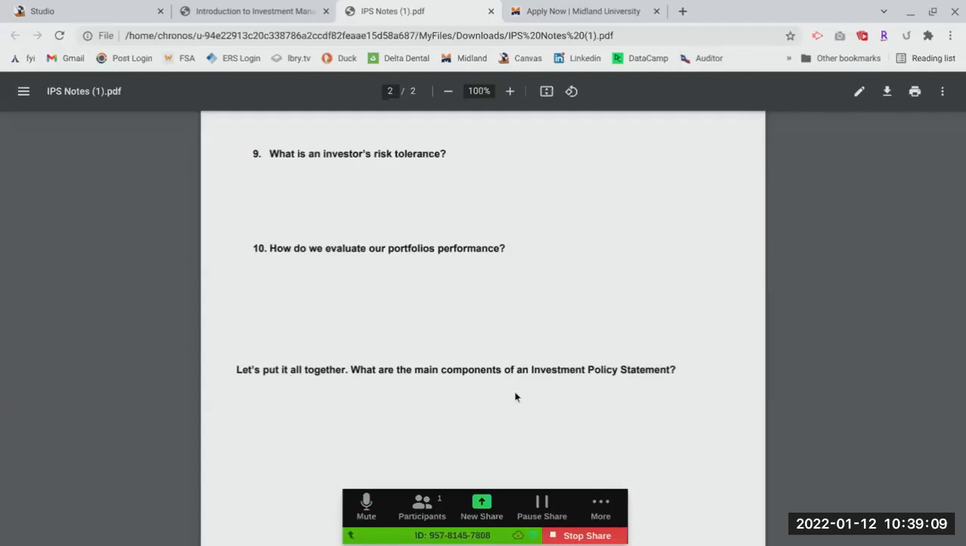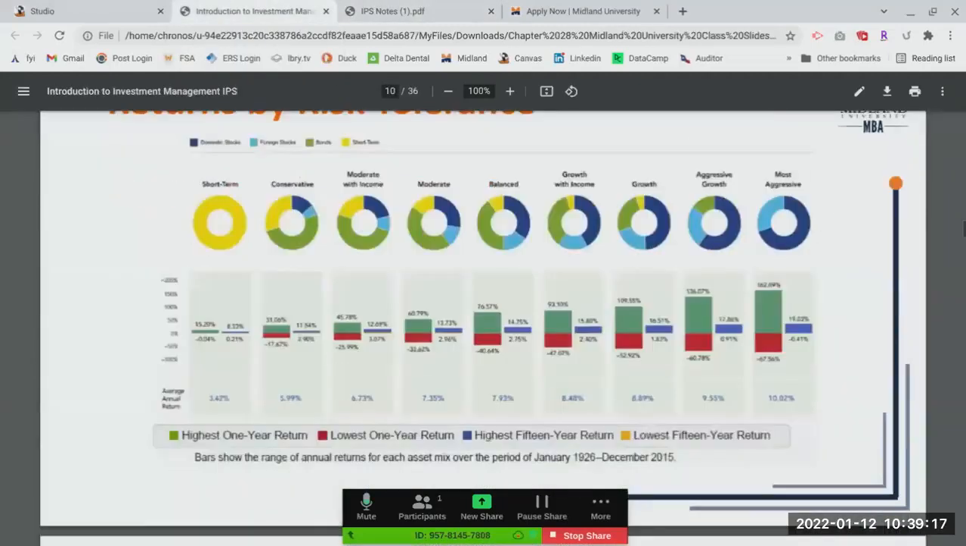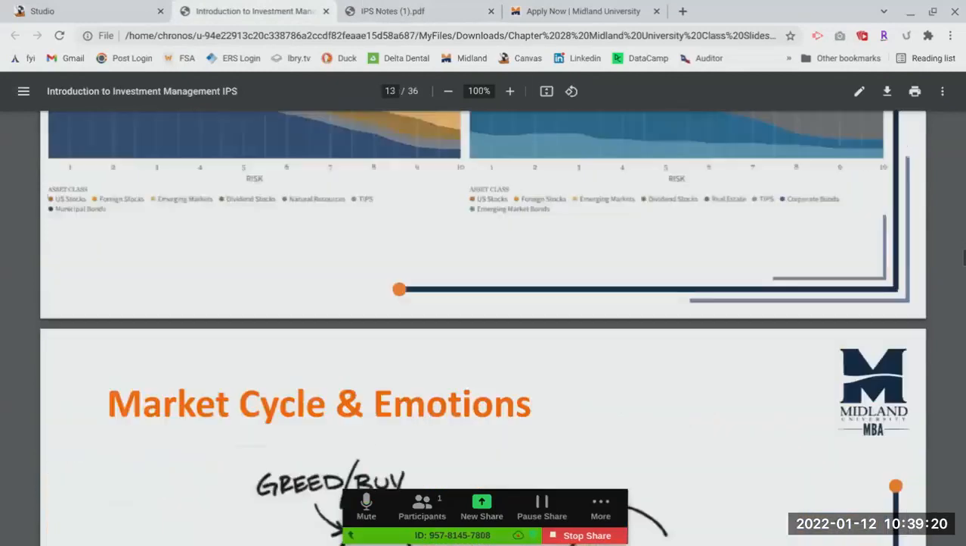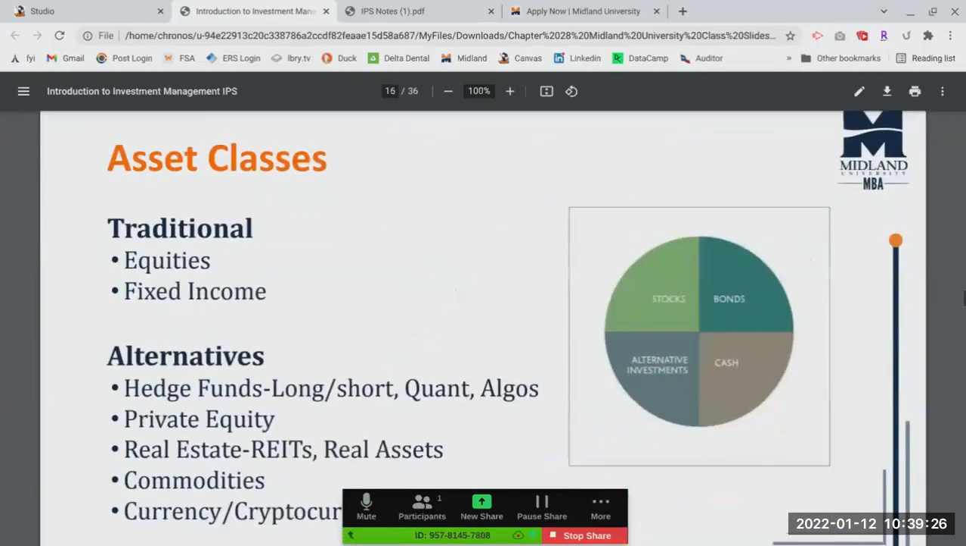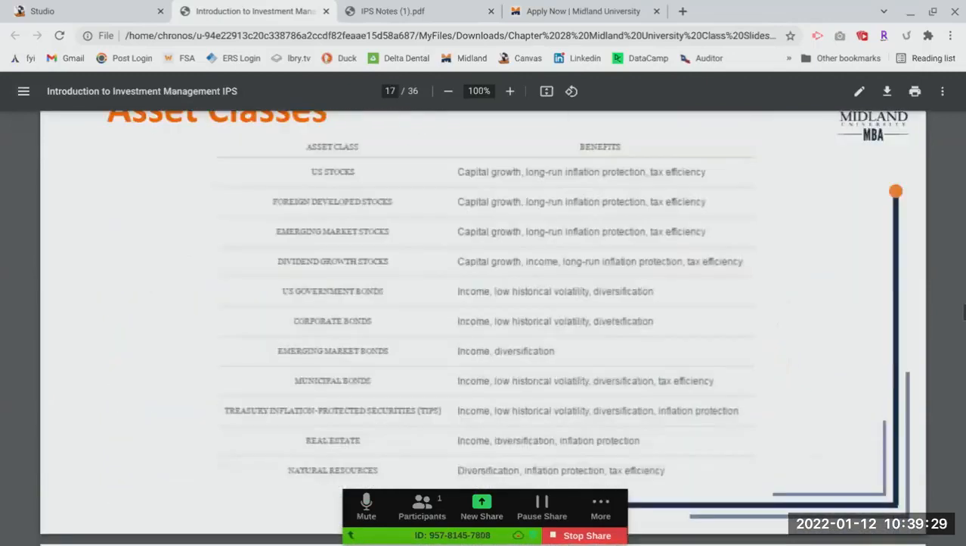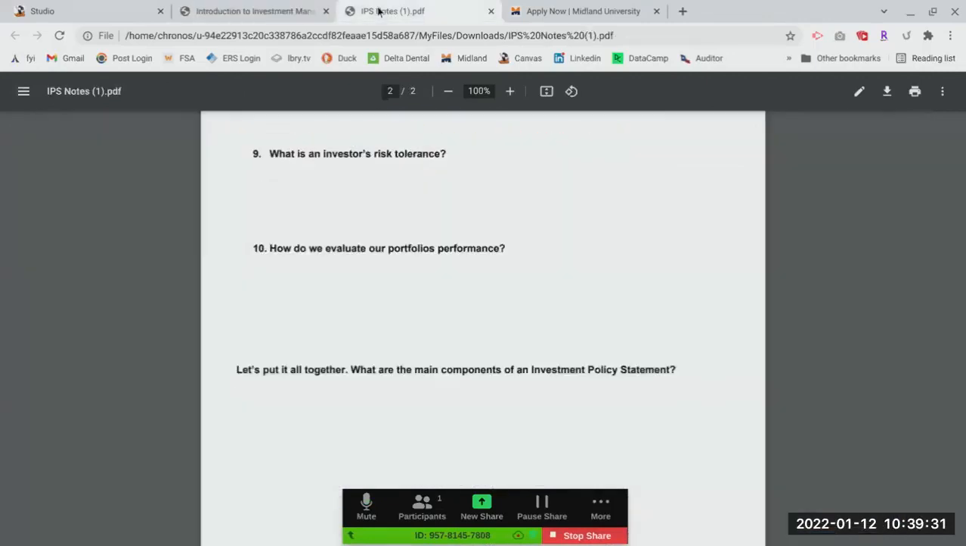In our last question here, let's put it all together. What are the main components of an investment policy statement? You'll find this in our slides over here. We're going to talk about our objectives. Trying to find the exact slide for you guys. What we want on our investment policy statement are our objectives, our risk tolerance, our constraints, and those are going to be the main components of the investment policy statement.